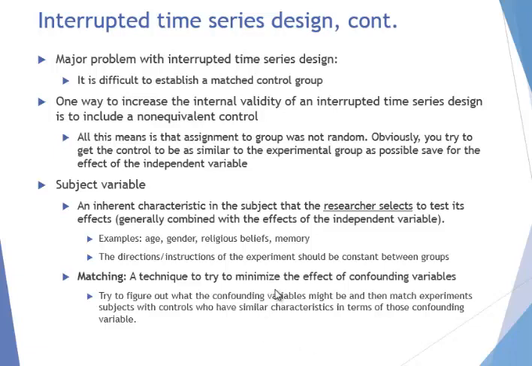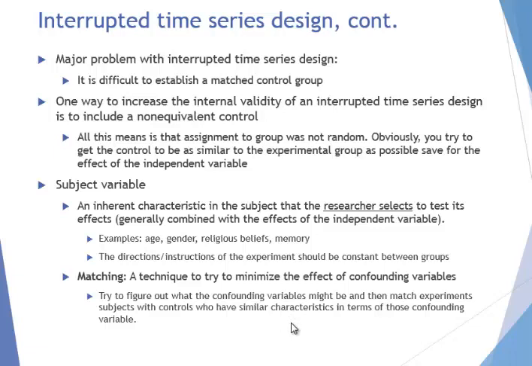Matching is a technique to try to minimize the effect of confounding variables. Really what you're trying to do here is figure out what could possibly confound this experiment. If you're testing the effect of education on income, well, what might confound it? Maybe income of parents. Maybe race. Maybe age. There are various other things, health, intelligence. These are other factors that could have an influence to mess up your experiment.